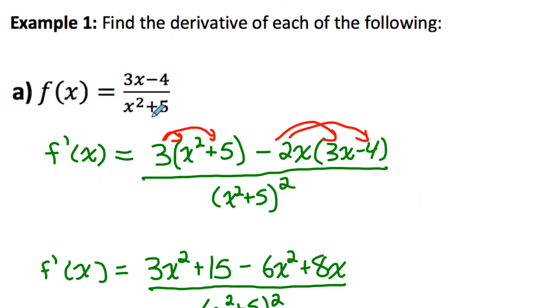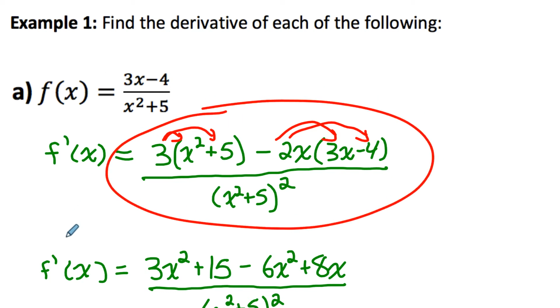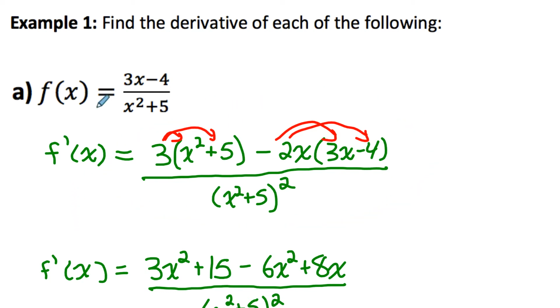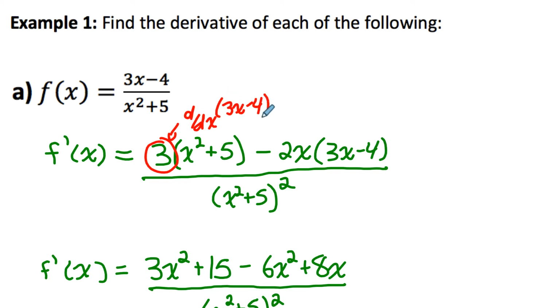Before I move on to example B, let me just make sure you fully understand how I set up this first line. If you can set up that first line, then the rest of the question, the simplifying part, just requires like grade 9 and 10 skills. So how did I set this up? Well, this 3 is the derivative with respect to x of the top function. So it's the derivative of 3x minus 4. That's where that 3 came from. And then the x squared plus 5 is just the bottom function.